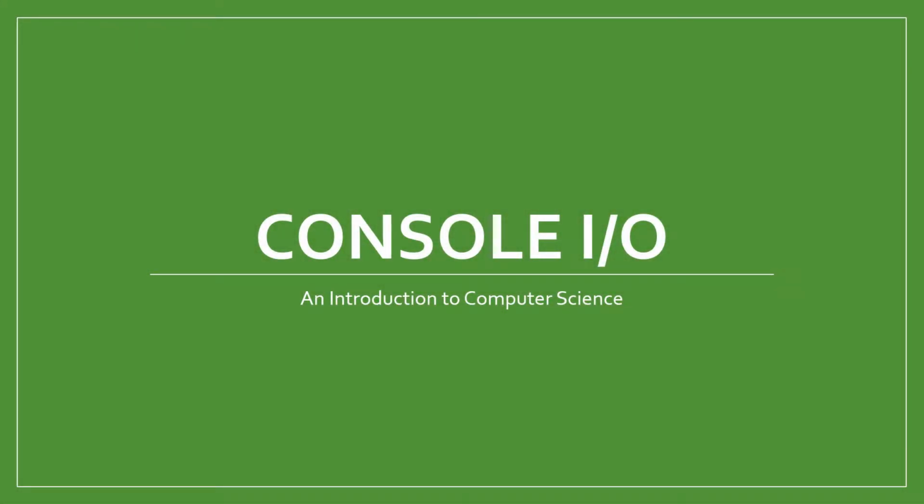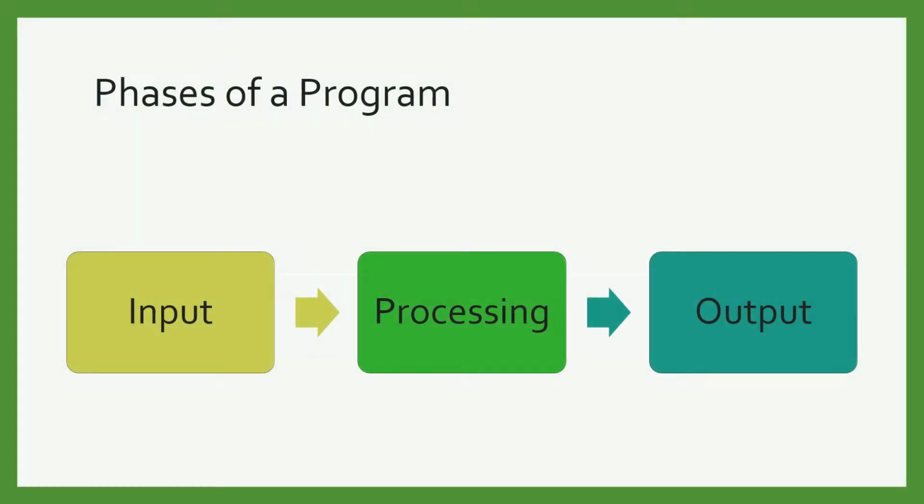Let's learn about console inputs and outputs. Every program has three main phases. The inputs are given to the program, processing occurs, and then outputs are returned. The inputs and outputs are how we connect programs to the real world.